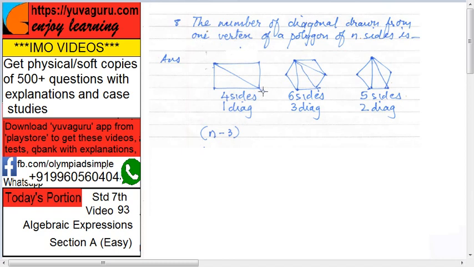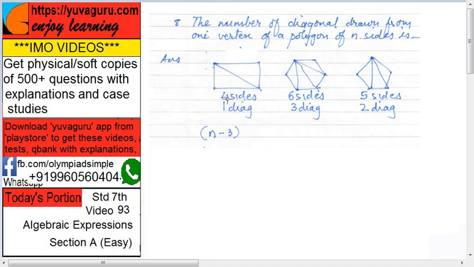Okay. Similarly, there are six sides in this hexagon. And how many diagonals? From here, diagonals from here to here, here to here, here to here. Here to here is not a diagonal, it becomes a side. Okay, so how many diagonals? Three. Here, six sides, three diagonals.